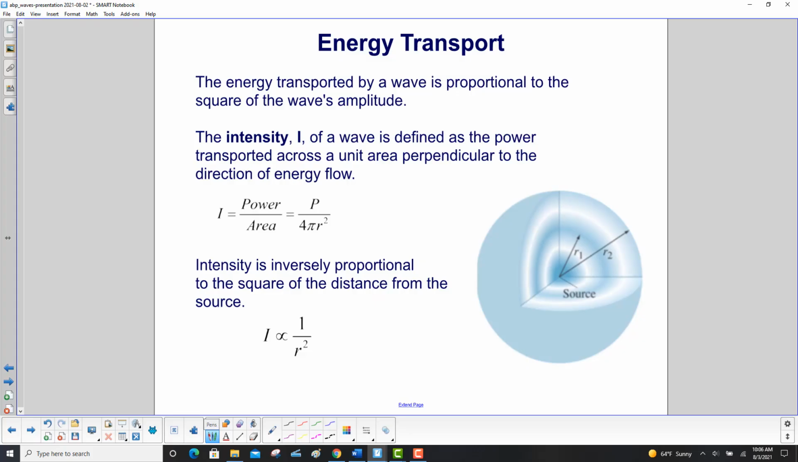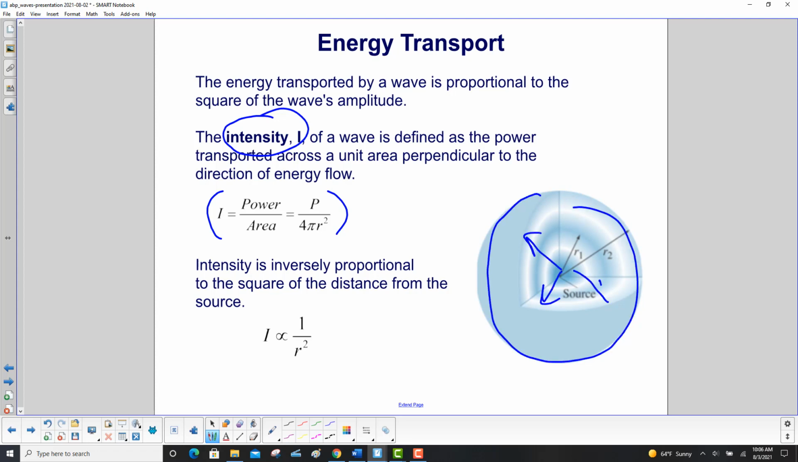The energy transported by a wave is proportional to the square of the wave's amplitude. The intensity is defined as the power transported across a unit area perpendicular to the direction of energy flow. So the intensity is power over area, and since the surface area that you're going through, because it's going out in all directions like a sphere, is 4 pi r squared, intensity is inversely proportional to the square of the distance from the source, and that's what we have over here.